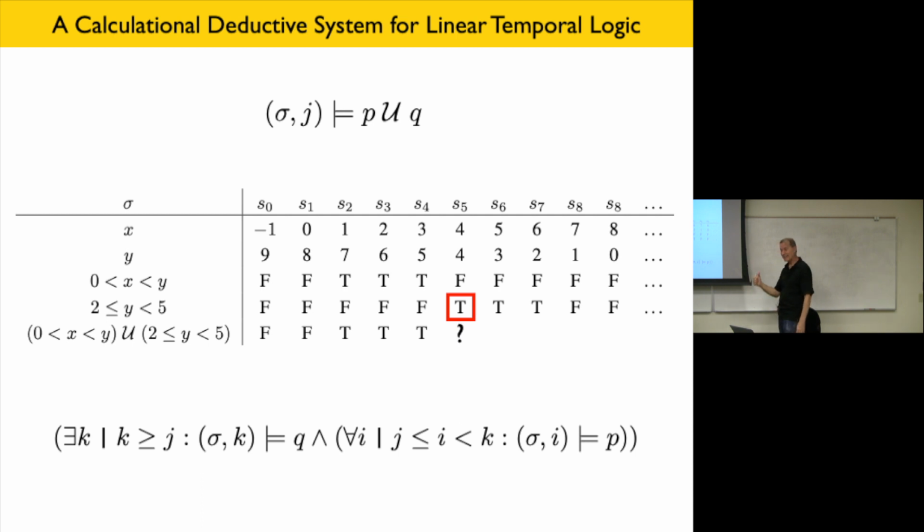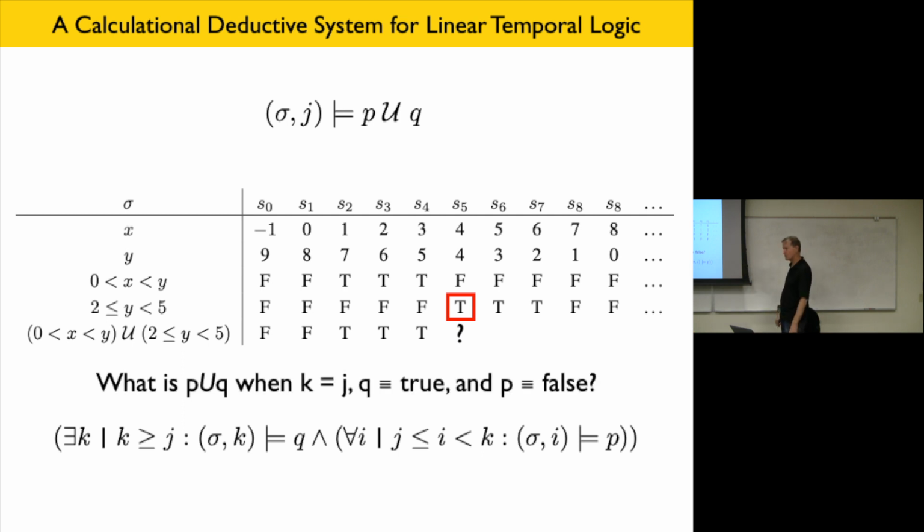Yes, excellent. Did you hear that? It is an empty range. So what is P until Q when K equals J? Does everybody see that there exists a K greater than or equal to J? Are you with me? So at this point, K equals J. And what about Q? Q is true, and P is false. Does everybody see that that's what the question is? And you're right, it's going to be an empty range.